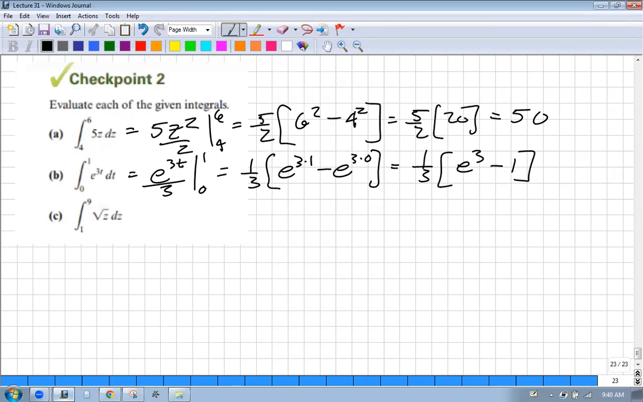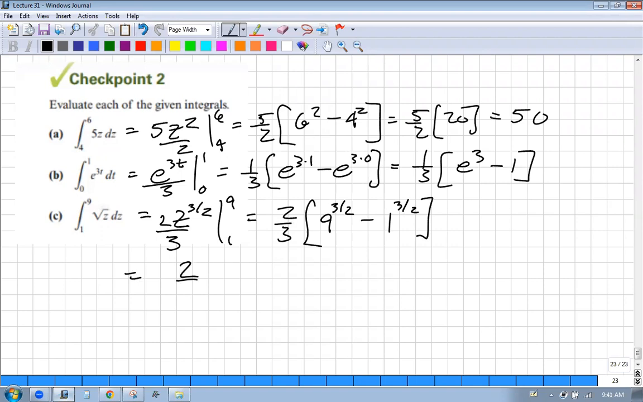We're good? Okay. This guy, this is z to the 1/2, so I add 1 to the exponent, divide by the exponent, evaluate from 1 to 9. I'll pull the 2/3 out. So now I just plug in the 9, subtract, and then I plug in the 1.